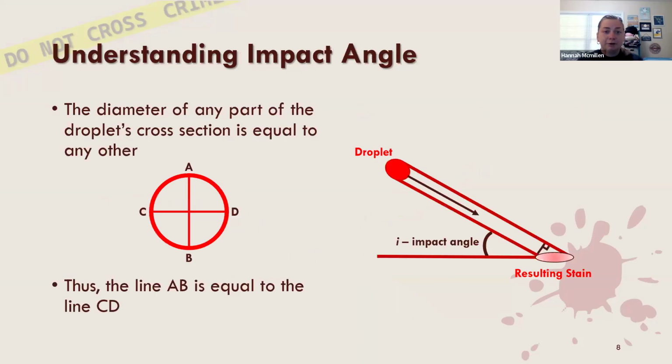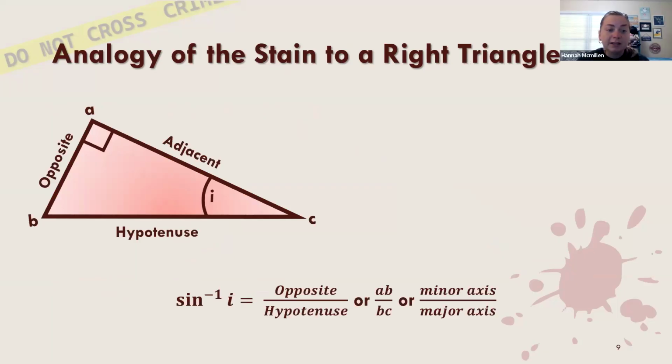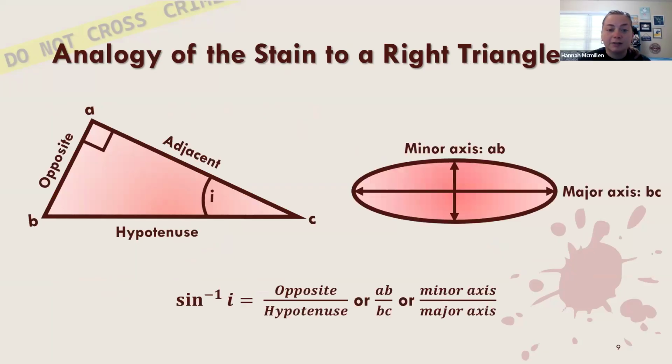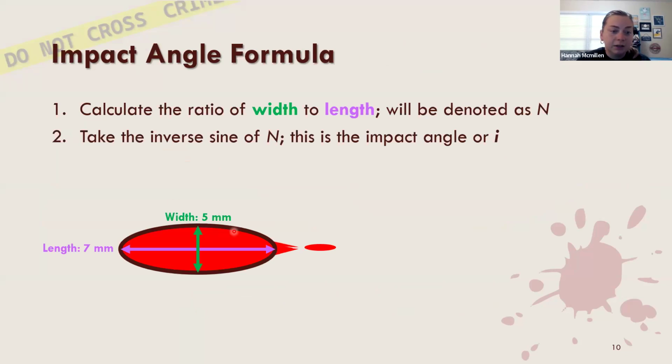So going into the impact angle, you'll likely remember this from the shooting reconstruction slides in the lecture from last week, but it's essentially the same concept. We have a right triangle, with our opposite, adjacent, and hypotenuse. When we take the inverse sine and do opposite over hypotenuse, or AB over BC, or a minor axis over a major axis, again the same principle as with shooting reconstruction, then we are able to calculate the impact angle. So looking at the ratio of width to length, take the inverse sine of our width over our length.